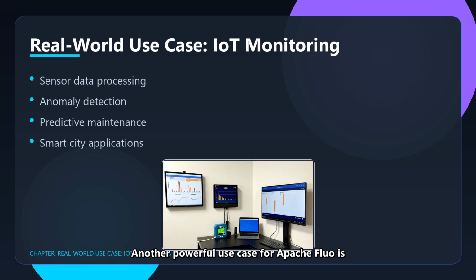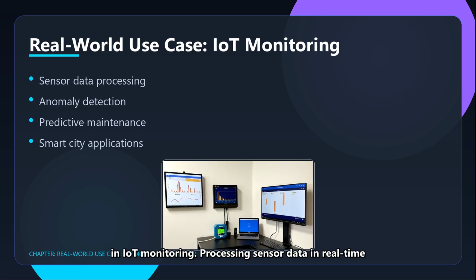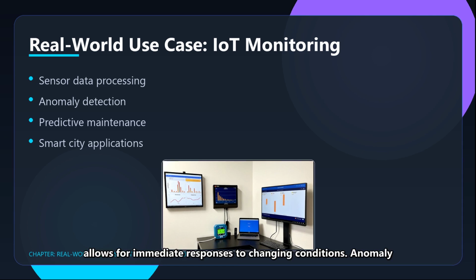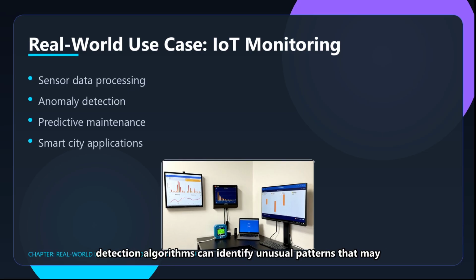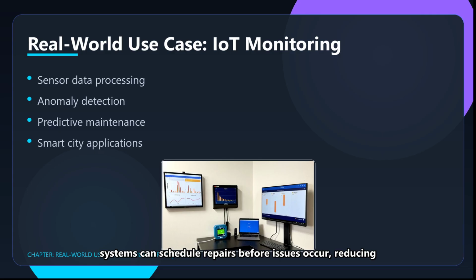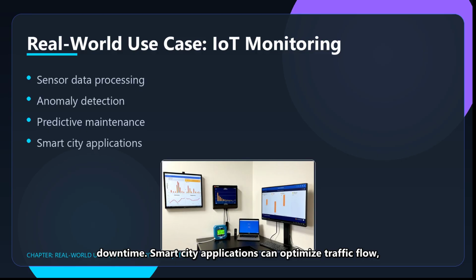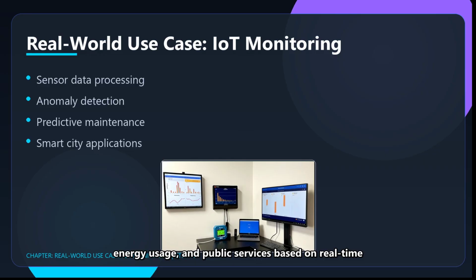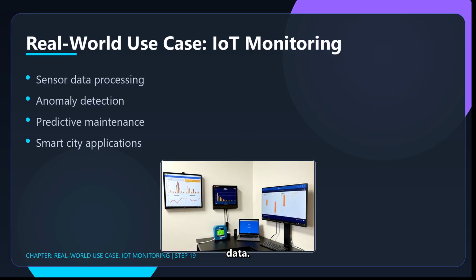Another powerful use case for Apache Fluo is in IoT monitoring. Processing sensor data in real time allows for immediate responses to changing conditions. Anomaly detection algorithms can identify unusual patterns that may indicate equipment failures or security breaches. Predictive maintenance systems can schedule repairs before issues occur, reducing downtime. Smart city applications can optimize traffic flow, energy usage, and public services based on real-time data.